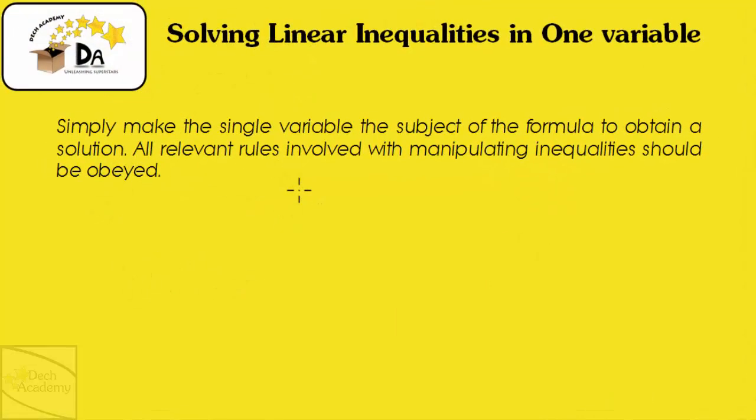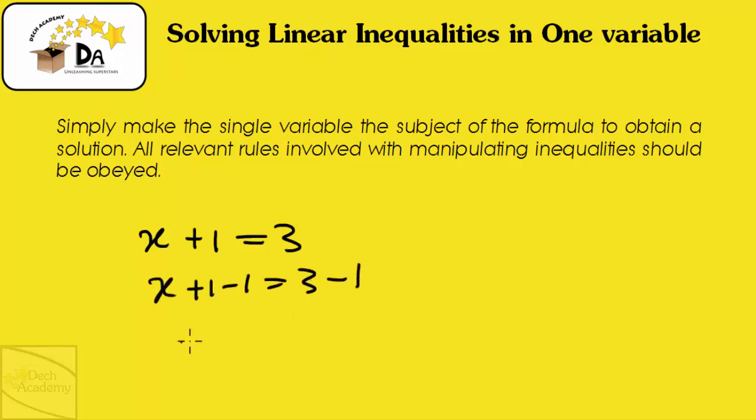In this section of the video, we're going to look at the process of solving linear inequalities in one variable. Now let's take a step back. We've solved equations in one variable, like the equation x plus 1 equals 3. Solving this equation, which involves one variable, simply refers to determining a value for the variable that causes the equation to be satisfied. That's achieved by making x the subject of the formula, by getting rid of this plus 1 by subtracting 1 from both sides, which gives 2. So when x is 2, this equation is satisfied.